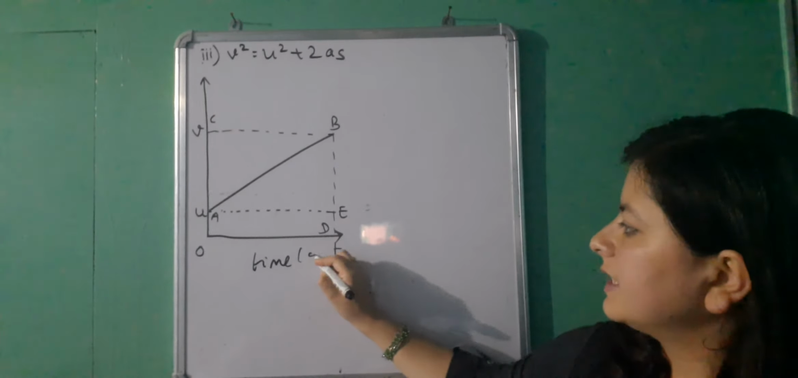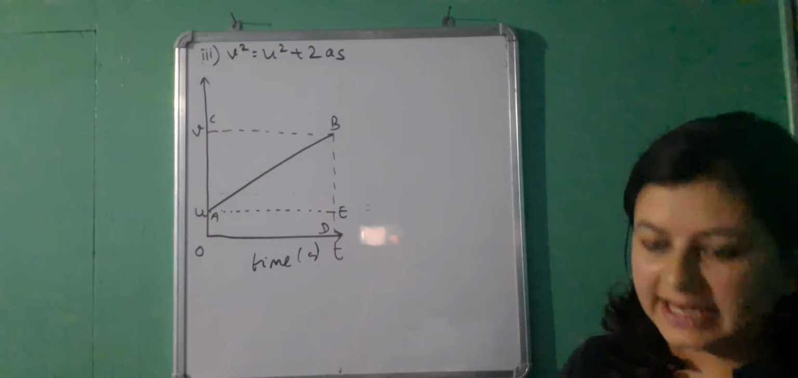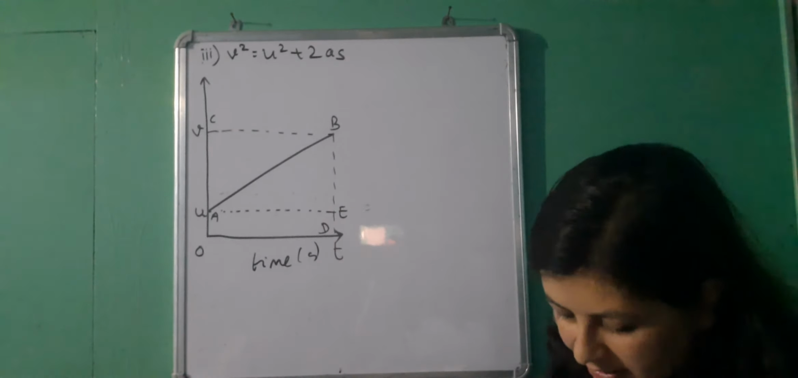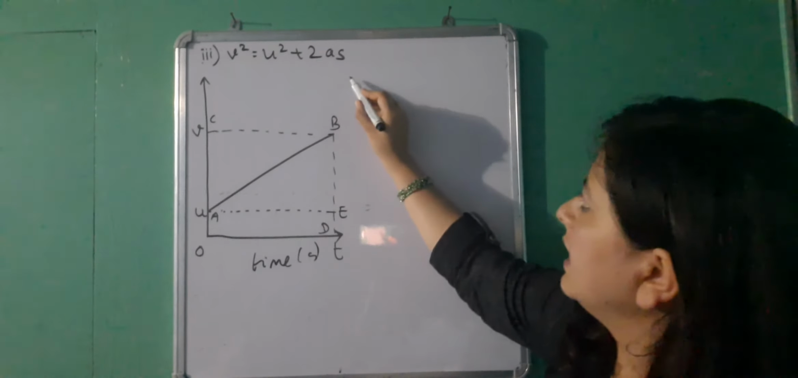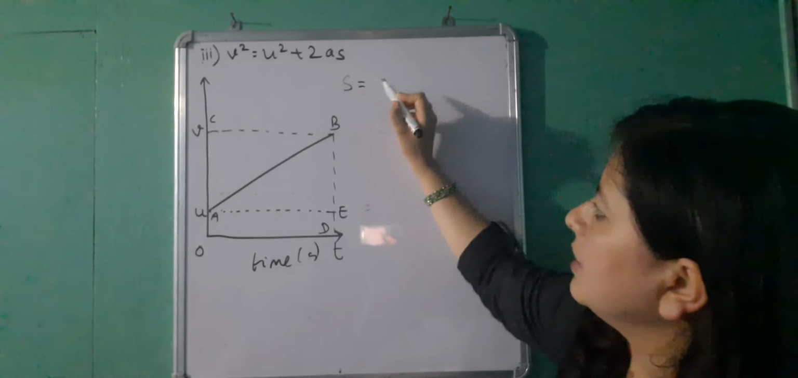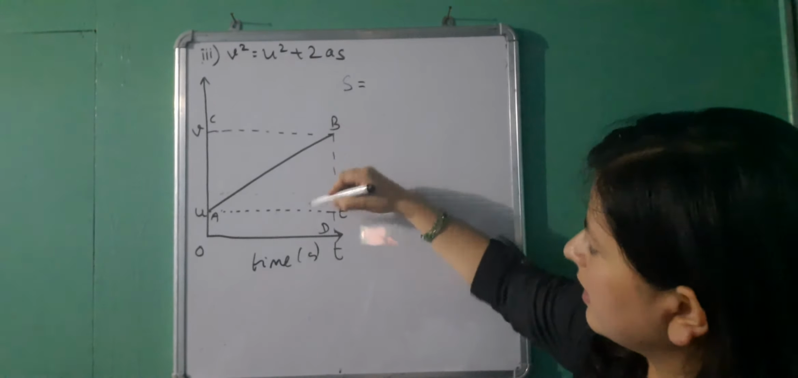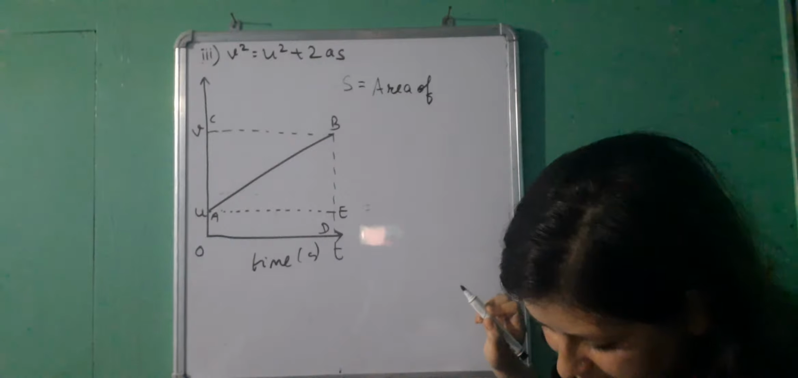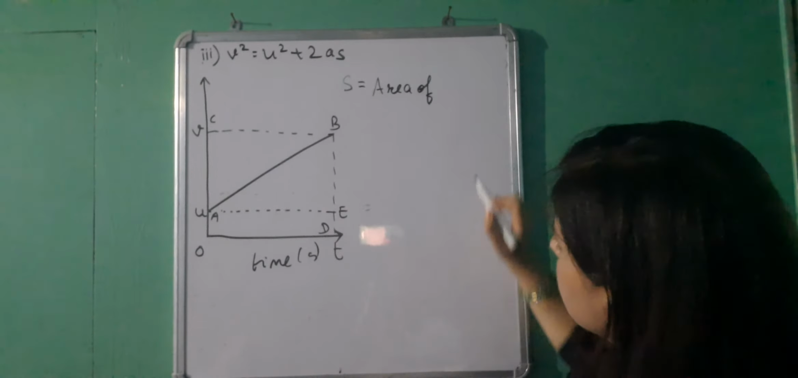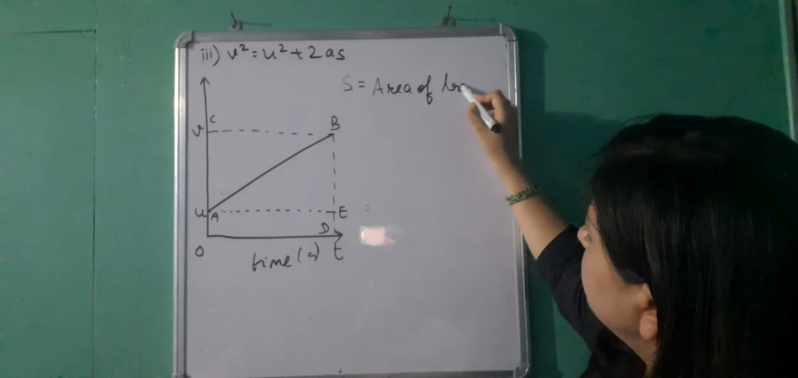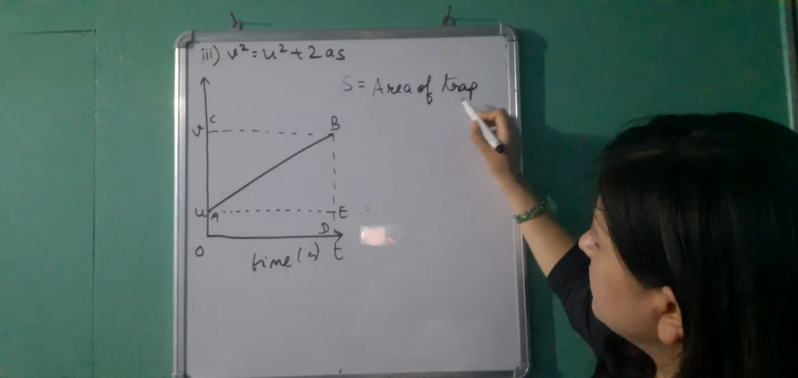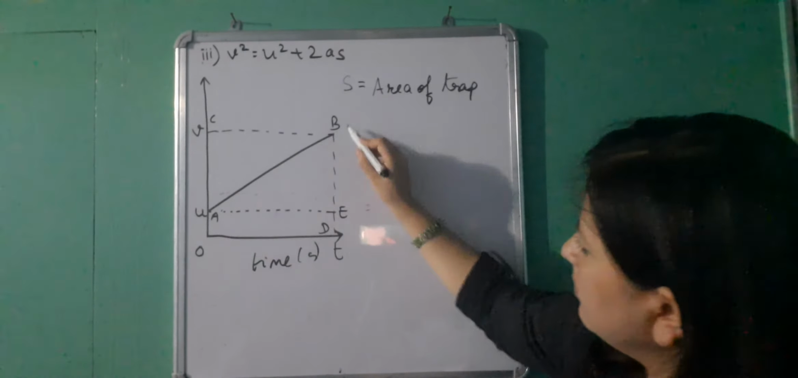Time in second, velocity is in meter per second. Again we are going to apply the same formula. Distance is equal to area under the graph, area of the trapezium. Name of the trapezium is OABD.